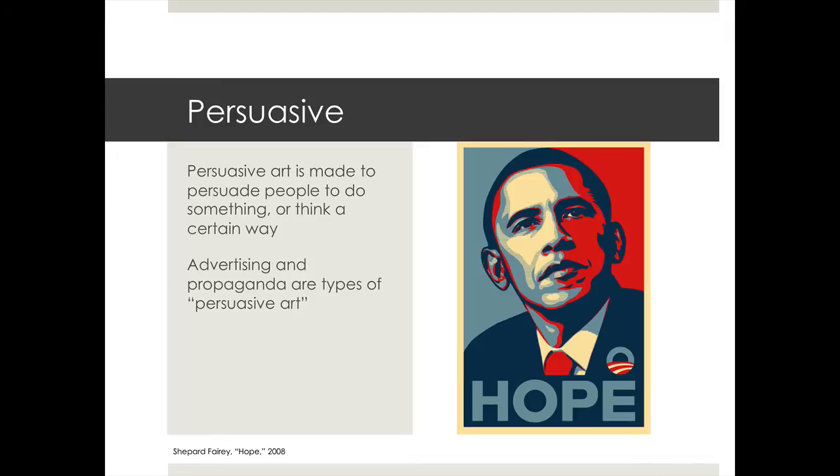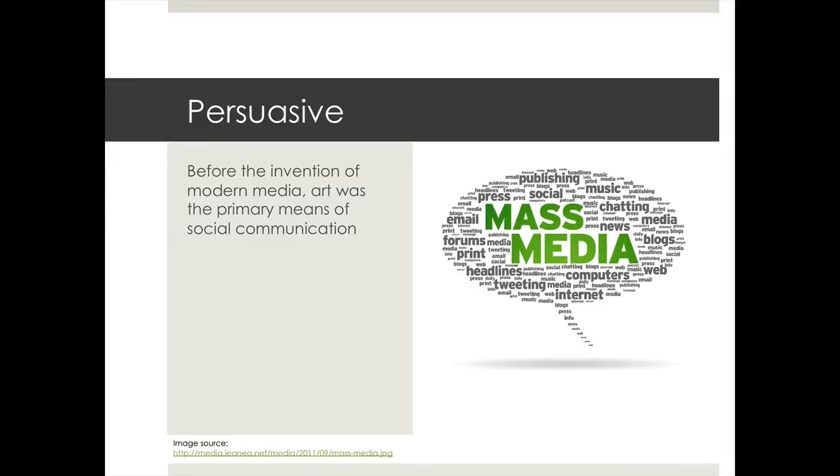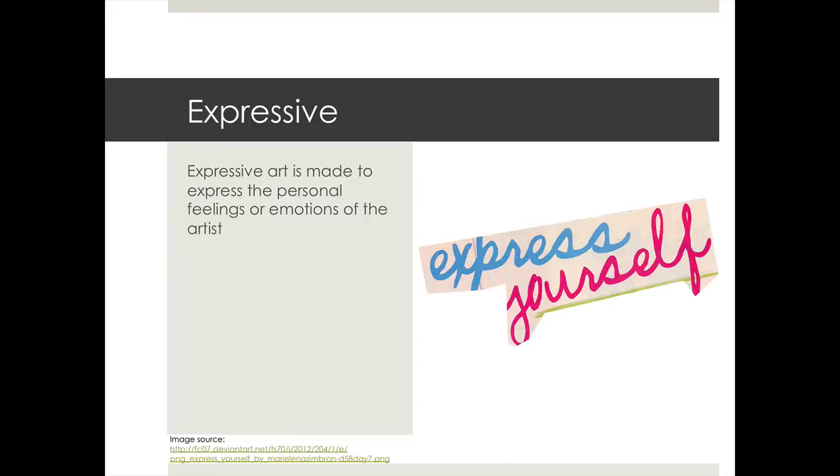Persuasive art is made to persuade people to do something or think a certain way. Advertising and propaganda are types of persuasive art. Many ancient rulers used art to promote their power and to mold public opinion. Before the invention of modern media, art was pretty much the only means of social communication.